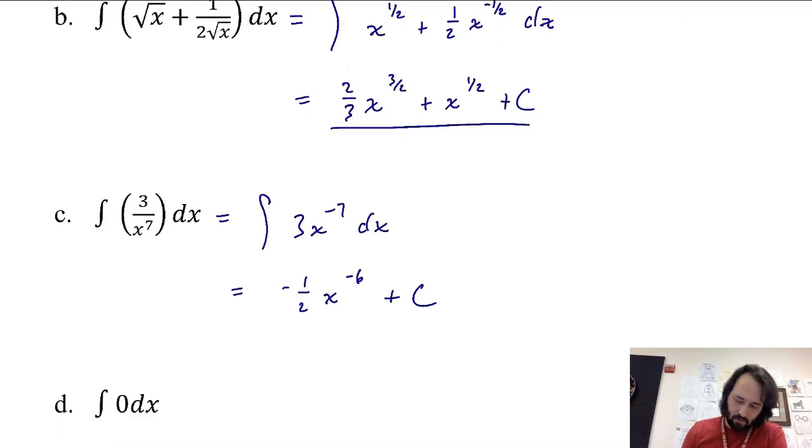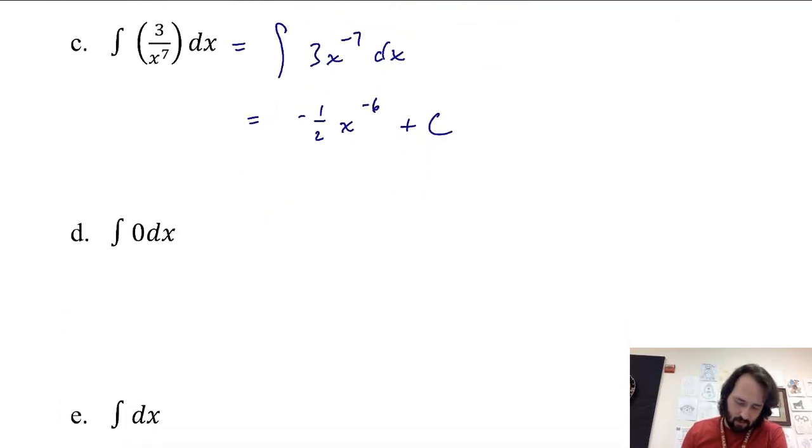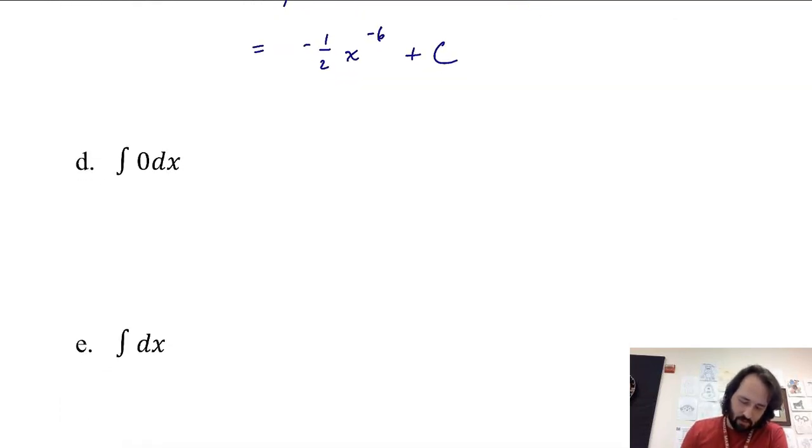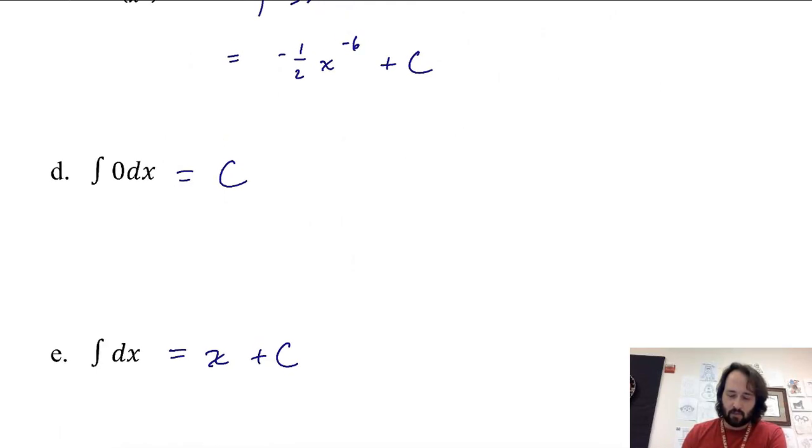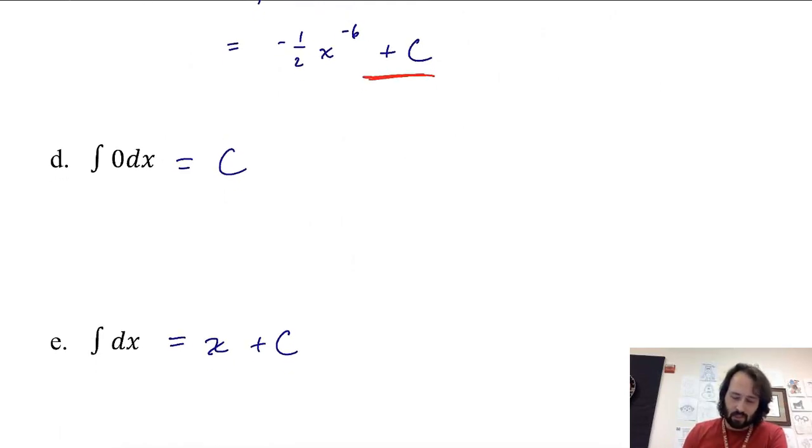Yep, so if I take the derivative, I will have 3x to the negative 7th. So let's see, the integral of 0 would just be a constant, right? It's just some number. Likewise, the integral of just dx, that's essentially the integral of 1, would just be x, and then plus c. You got to remember that plus c. They'll give you a point sometimes on the AP test for just getting that plus c.